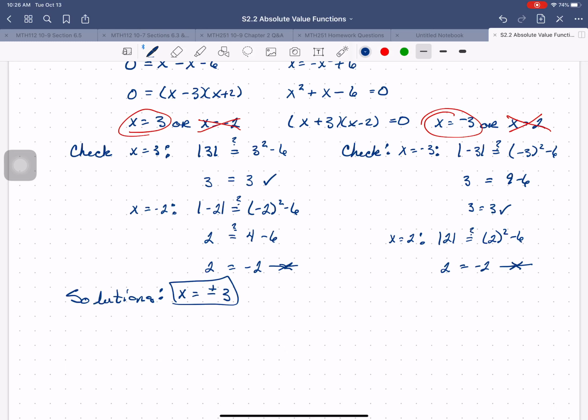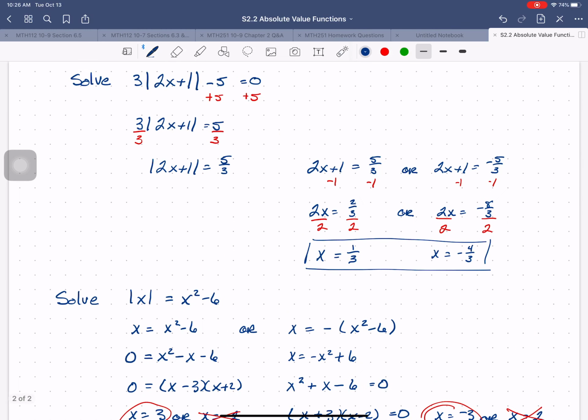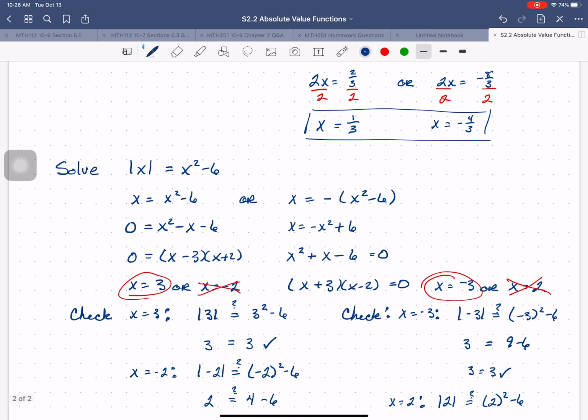Okay, so absolute values are not that terrifying. The key is to remember that piecewise definition, because that's where all of this comes from. And to correctly distribute your negative signs, which was where I screwed up.